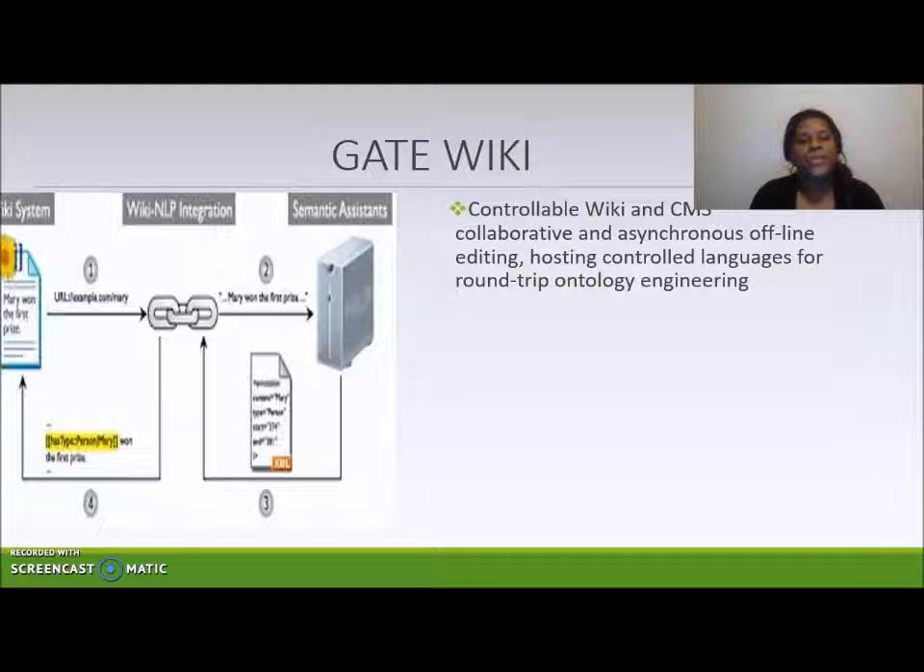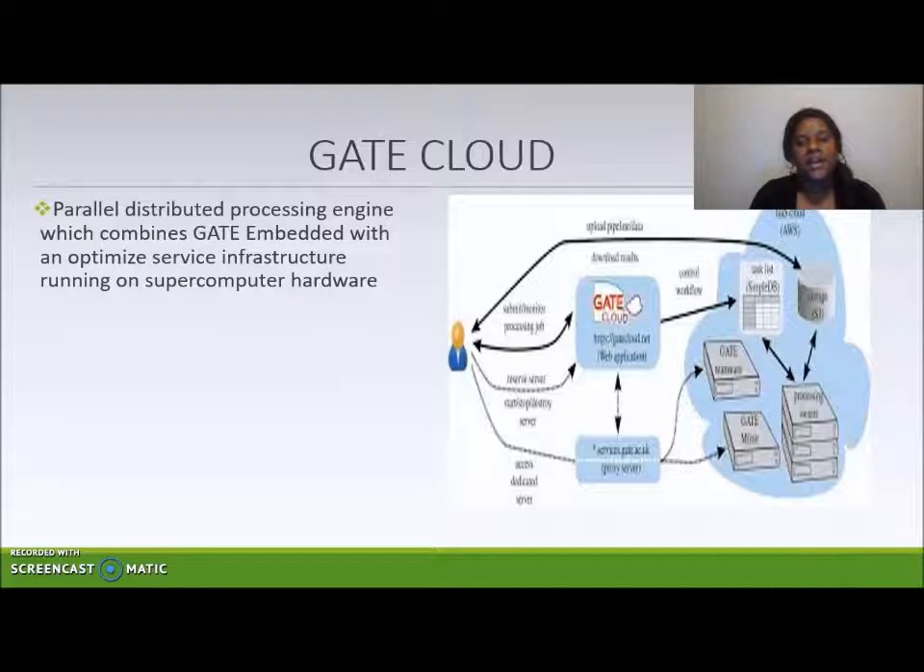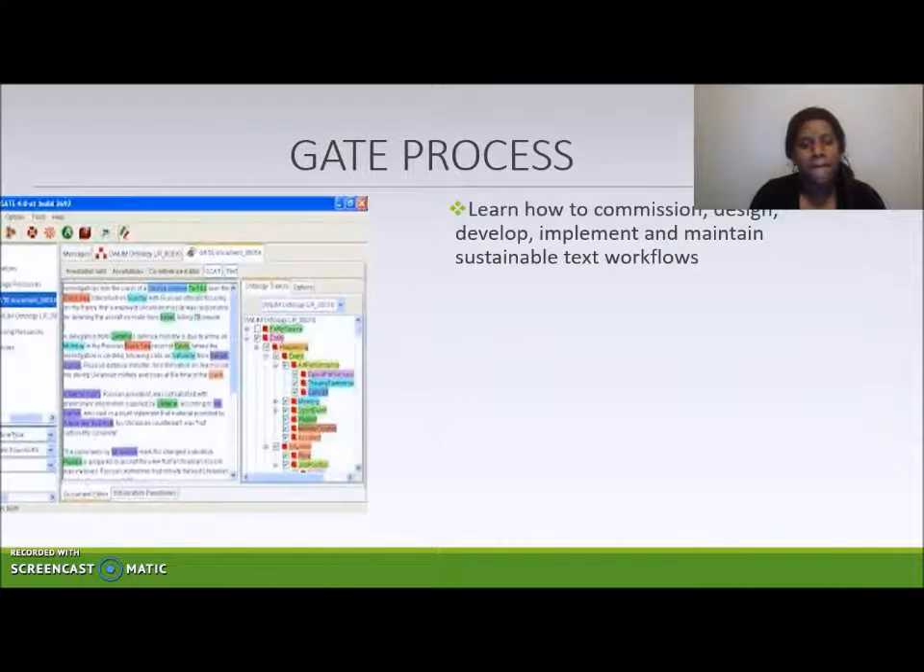Now, GATE Wiki. It's a controllable wiki and CMS with collaborative and asynchronous offline editing, hosting controlled languages for round-trip ontology engineering. The GATE Cloud, picture here on the right, the picture's a little foggy, is parallel distributed processing which combines the GATE Embedded, which we discussed earlier, with an optimized service infrastructure running on supercomputer hardware.